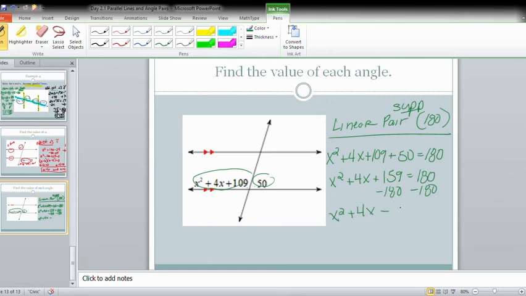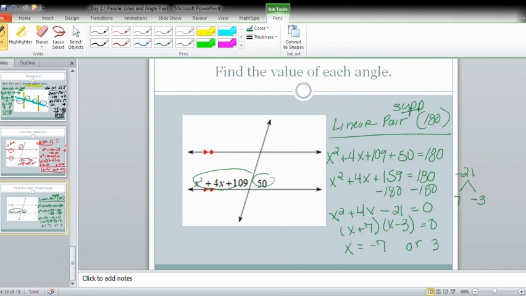minus 21 equals 0. Again, I have to factor: what multiplies to negative 21 and adds to positive 4? 7 and 3 will work, but 3 is going to be negative. So I would get x plus 7 and x minus 3 equals 0. My solutions then are going to be x equals negative 7 or positive 3.